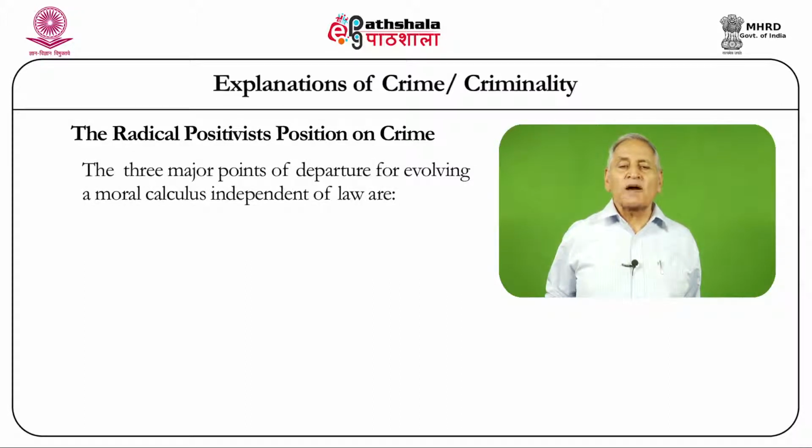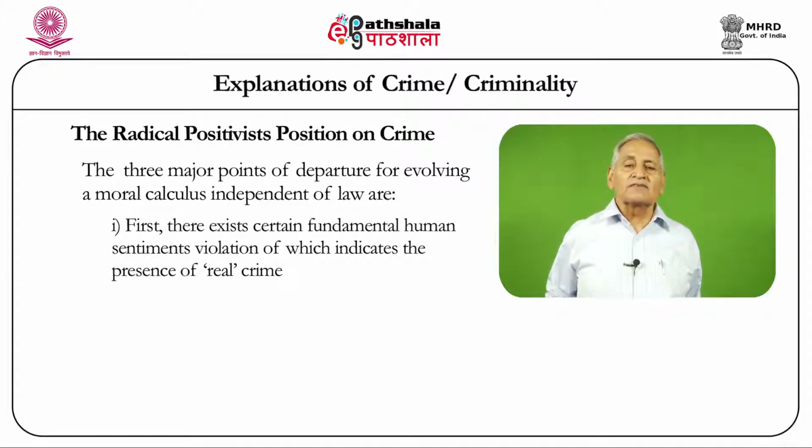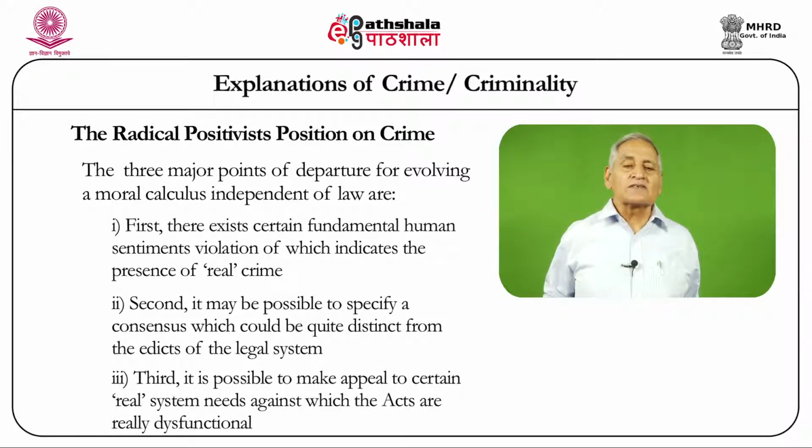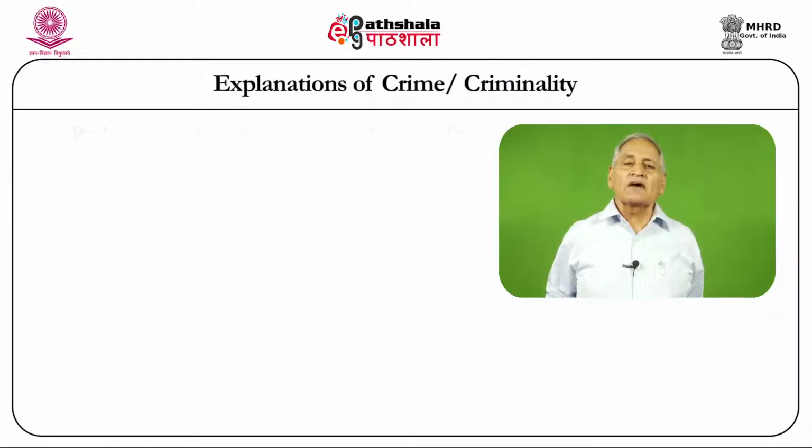The three major points of departure for evolving a moral calculus independent of law propounded by radical positivists are: first, there exists certain fundamental human sentiment, violation of which indicates the presence of real crime. Second, it may be possible to specify a consensus which could be quite distinct from the edicts of the legal system. Third, it is possible to make appeal to certain real system needs against which the acts or the law are really dysfunctional. Now, the fourth major thinking about crime and criminological explanation of crime is given by radical thinking about crime and criminality.